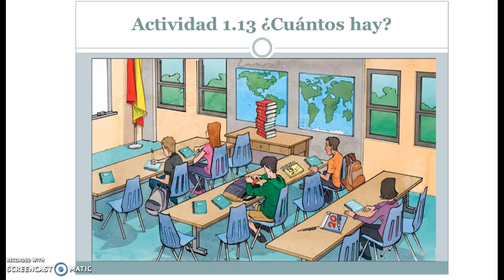Etc. Make sure to respond in a complete form. For example, hay 4 ventanas en la clase.